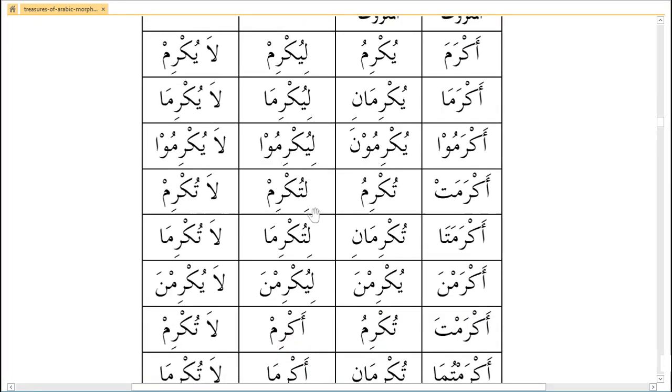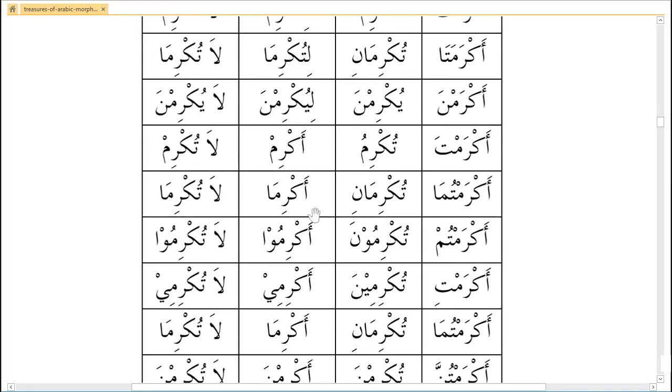So that is the amr. You're speaking to someone, akrim, do ikram. You may say ajlis, making someone sit, and adkhil, making someone enter.